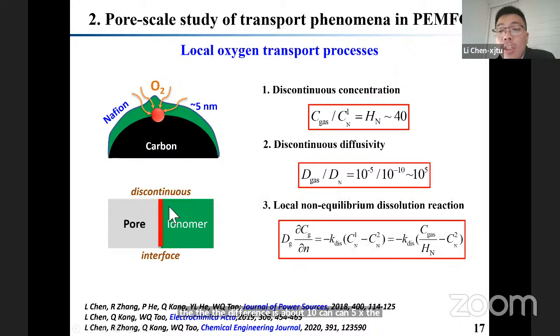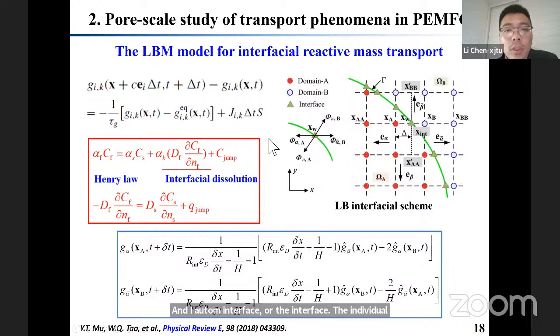And finally, across this interface, the dissolution process is not in equilibrium. So actually at the interface, there is a local dissolution reaction, and this dissolution reaction rate is not infinity. Okay, it's very low, so we need to consider that. So you can find that across the pore and ionomer interface, the interfacial transport process is very complex. So in our group, we developed a pore-scale model for such interfacial reactive transport process, including the discontinuous concentration and diffusivity, and also the local dissolution reaction rate.